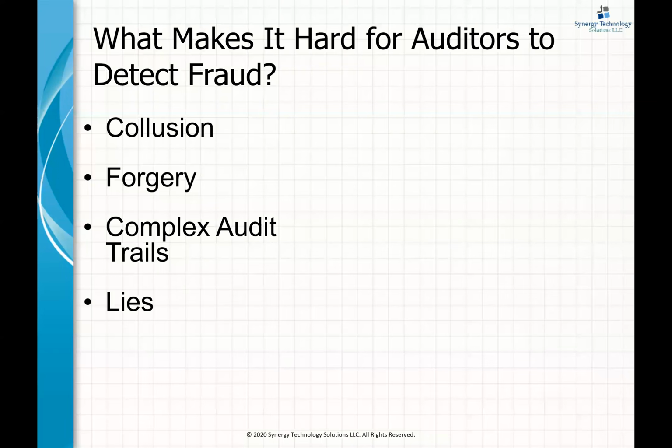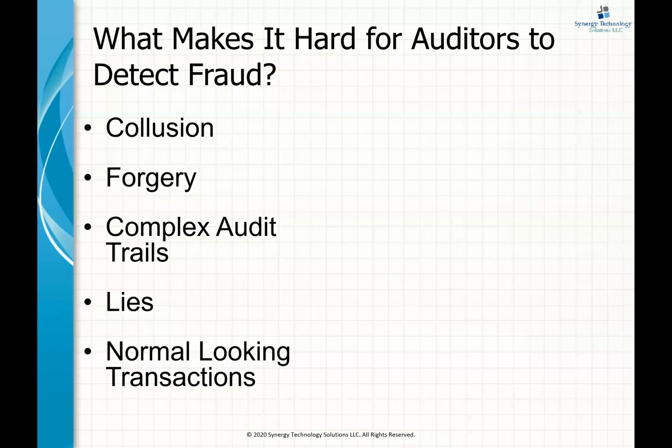Lies. That is when you go for your meeting with the top management about analyticals or any significant discrepancies, management will lie to you straight. In those cases, it's difficult to discover fraud. Normal looking transactions: in every other way, these transactions are the way they should be in a normal business transaction. But these are fake transactions, or they have manipulated the numbers. So it's difficult to detect right away.